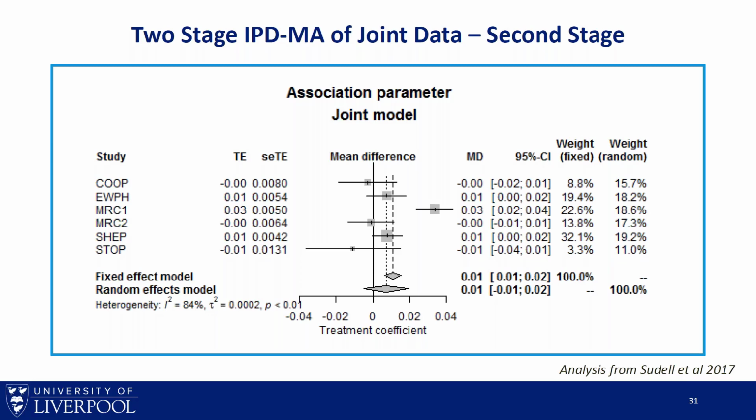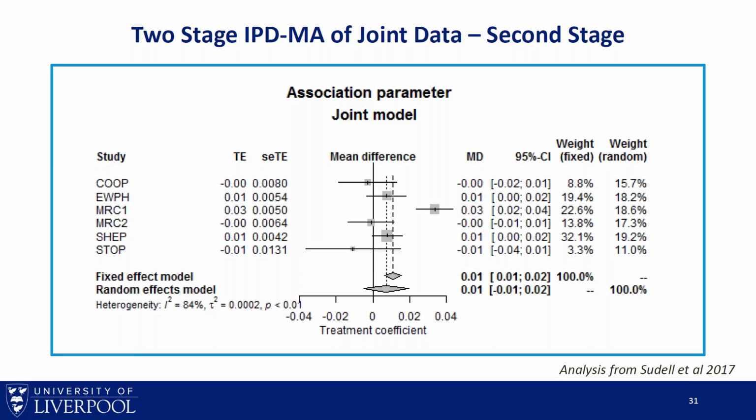The association parameter quantifies the link between the submodels. In this case, a positive association parameter is interpreted to mean that individuals with above average systolic blood pressure scores are at higher risk of experiencing the event, death. Again, we have variable results from studies. MRC1 again provides a different result to most of the other studies. The pooled results are positive but not significant for the random effects meta-analysis.